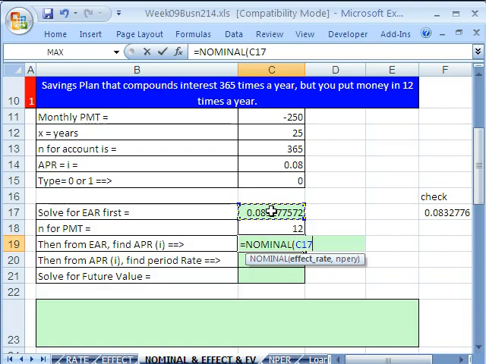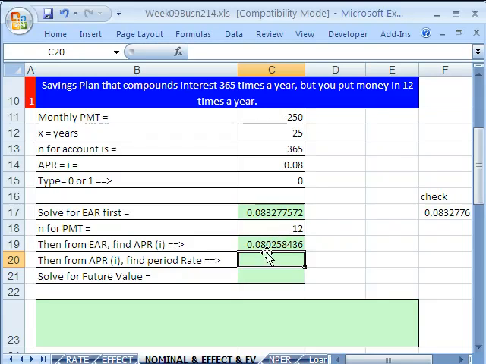It's asking for the effective rate, so we take that, comma, and our NPER for us putting the money in each month is going to be 12. Close parentheses. And so now we have an APR. And from that, we can simply divide by 12. And that gives us our period rate, which we can use for solving for our future value.